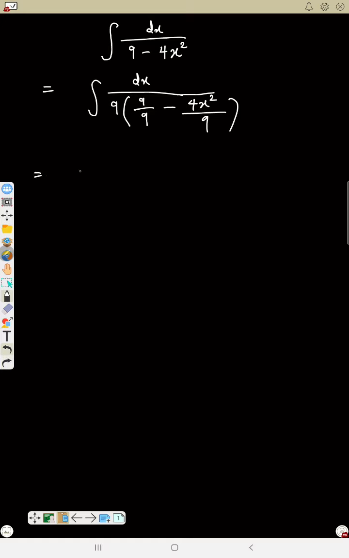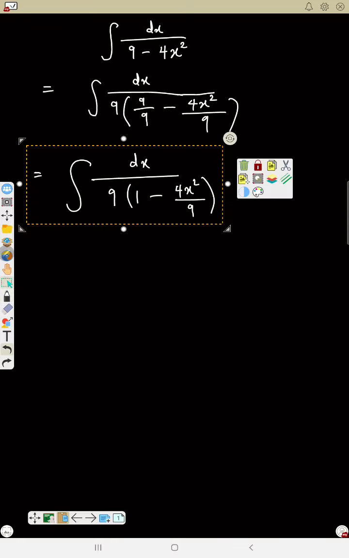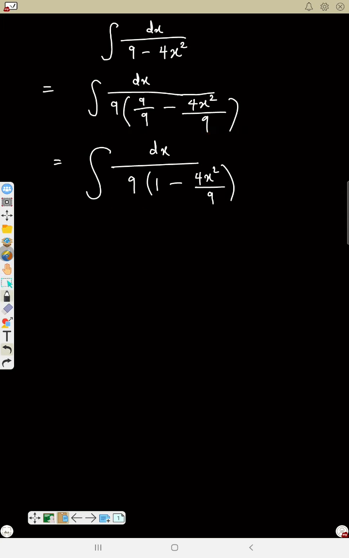So this will become the integral of ds divided by 9 bracket 1, because 9 will now cancel out 9. So that will be 1 minus 4s squared divided by 9. So that is what I will have now. So in this case, this can become the integral of ds, that is, I can remove 1 over 9 outside, as in this 9, factor it out. So 1 over 9 is outside.